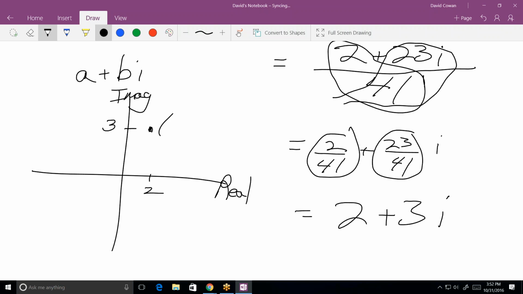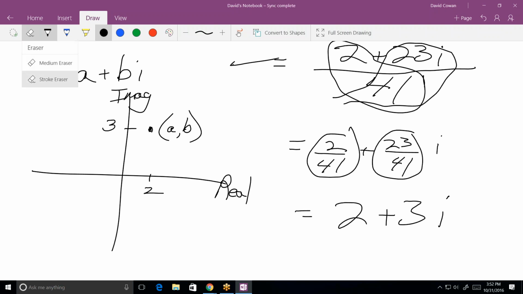So notice the coordinates of that point are a comma b. And that's why it's so important to take these complex numbers that you get from that and put it into a plus bi format, because then you can graph it. a is a real number and b is a real number. It's bi, or it's a plus bi, that is the complex number. With me? Mm-hmm.